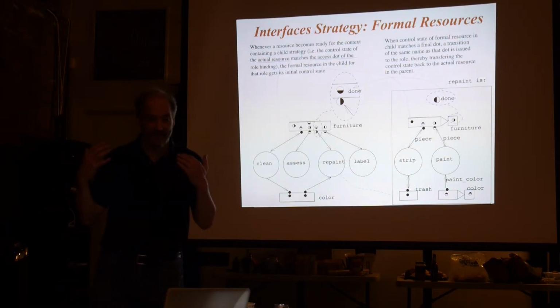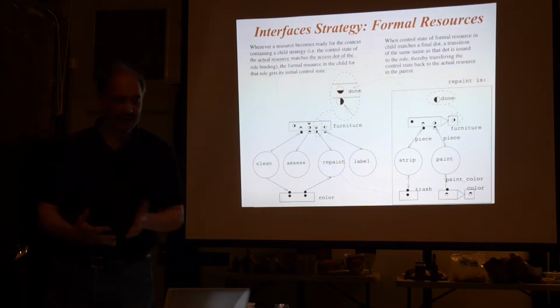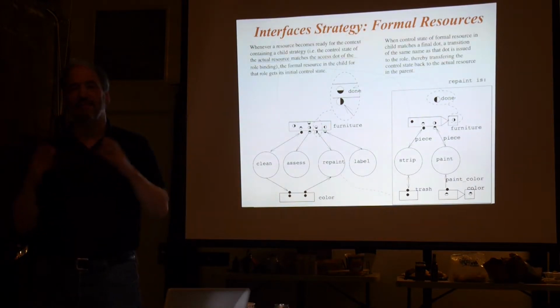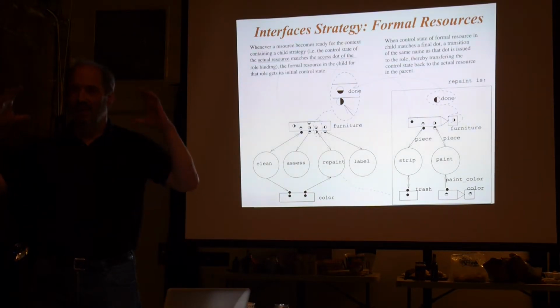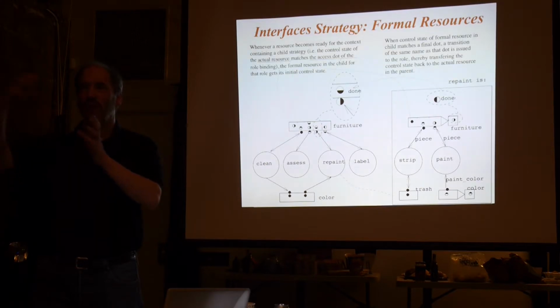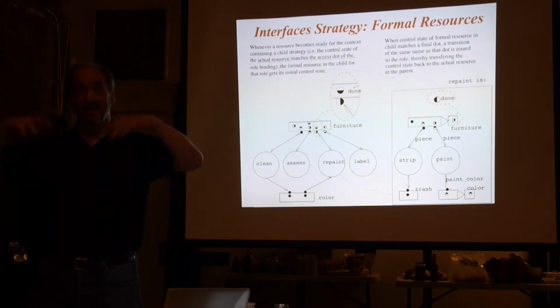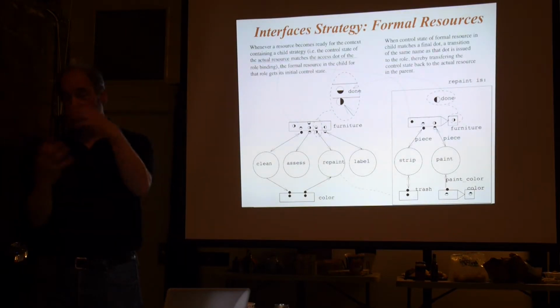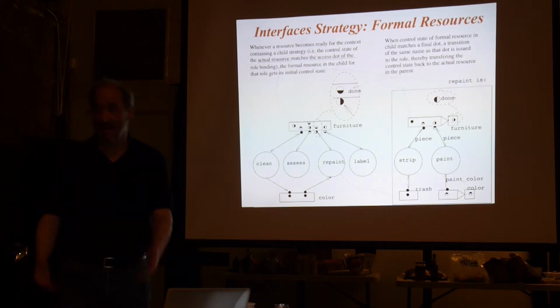Okay, finishing up the strategies. I defined what the body of a strategy looked like. I didn't describe how the body and the interface work together. Remember, the interface consists of a number of roles. How do those interact with what's going on inside the body?